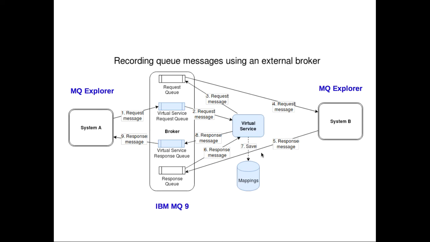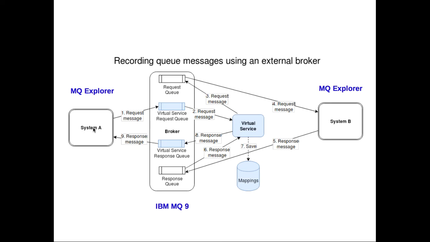System B sends a response message to the response queue. That response message is consumed by the virtual service. And at this point, the virtual service has the request and response message, which means it can save the mapping between request to response messages and then forward the same response message to the virtual service response queue, which is then consumed by System A.